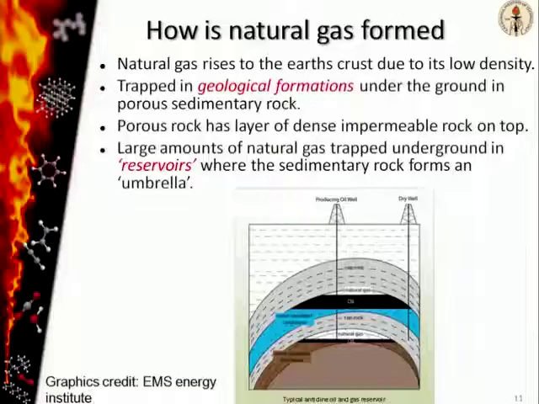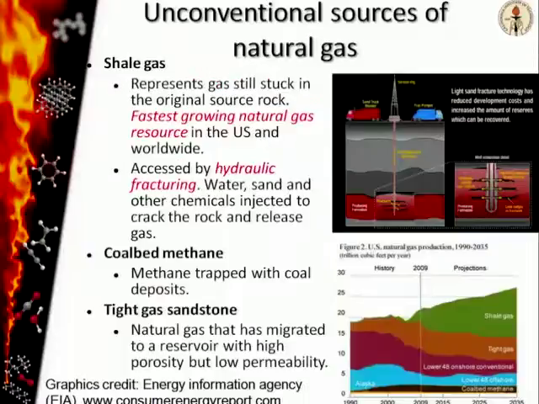Once it is created in the Earth's crust because of the high temperature and pressure, because of its low density, it starts to rise towards the Earth's surface, and it is collected and trapped in geological formations under the ground in porous sedimentary rock. So as you can see in the figure here, you have oil and then a layer of natural gas which is collected above it, and the natural gas is trapped in these reservoirs underneath the Earth's crust, from where it can be extracted by traditional drilling and extraction methods.